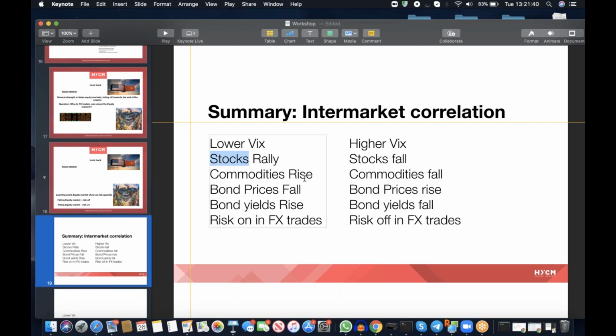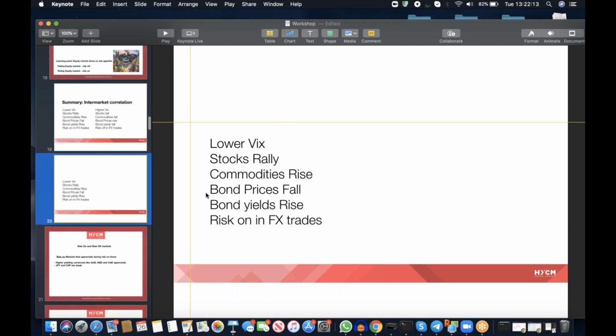And the reason commodities rise is because if the market's more optimistic about global growth, you expect to see oil prices increase because oil will be expected to be in demand. You expect to see copper prices rise, iron ore prices rise. So that's why those commodities accompany rising stocks. You expect bond yields to rise, and that's a risk on market. Okay, risk off is the opposite, and so this is the risk on market.